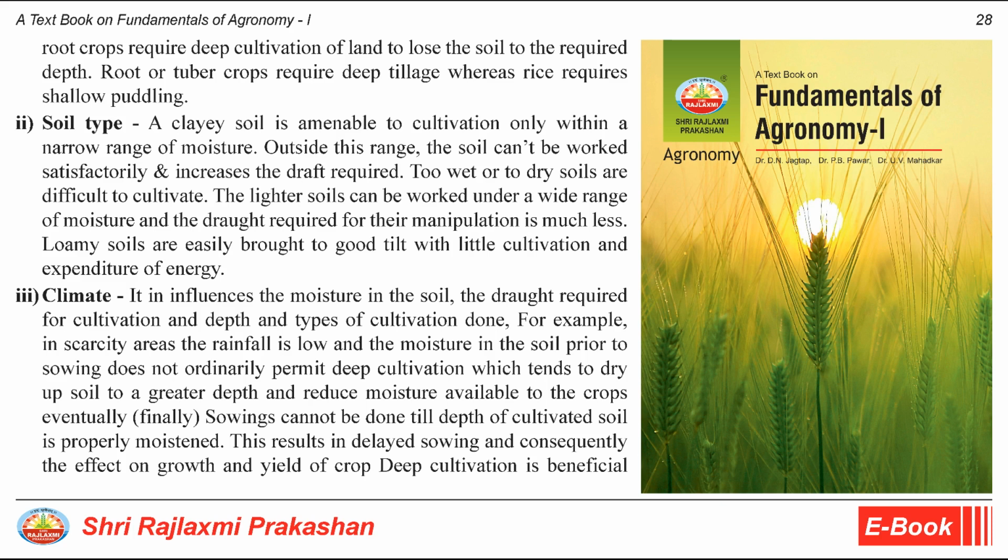Number 3. Climate. It influences the moisture in the soil, the draft required for cultivation, and the depth and types of cultivation done. For example, in scarcity areas the rainfall is low and the moisture in the soil prior to sowing does not ordinarily permit deep cultivation, which tends to dry up soil to a greater depth and reduce moisture available to the crops eventually. Also, sowings cannot be done till the depth of cultivated soil is properly moistened. This results in delayed sowing and consequently affects the growth and yield of the crop.